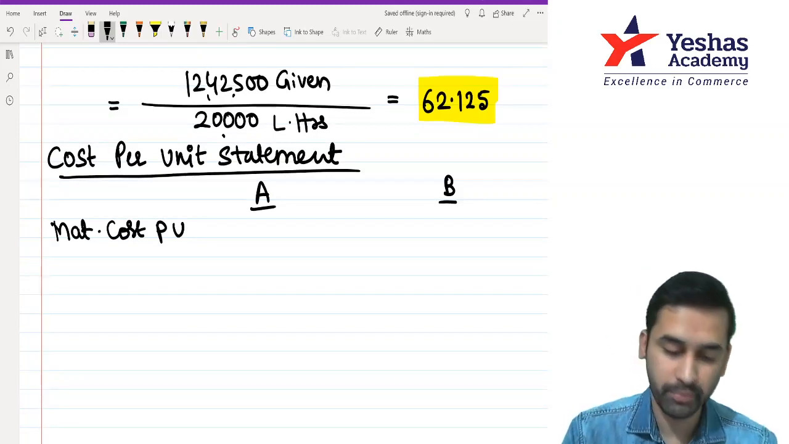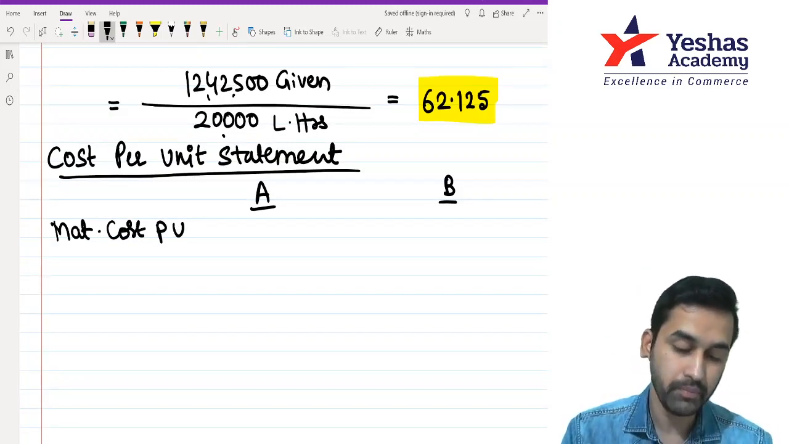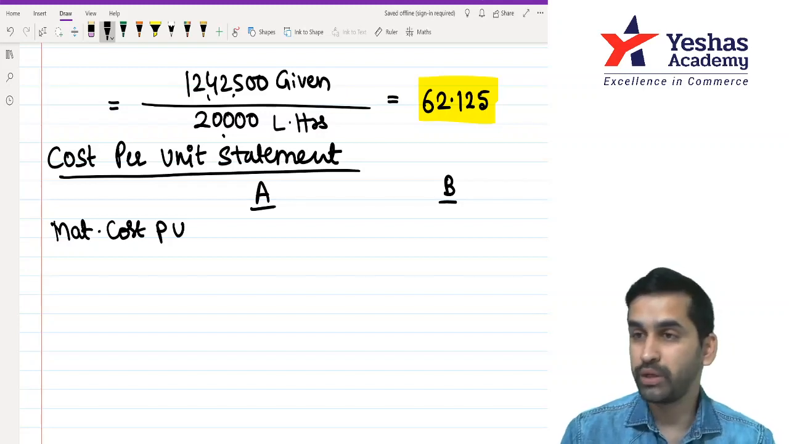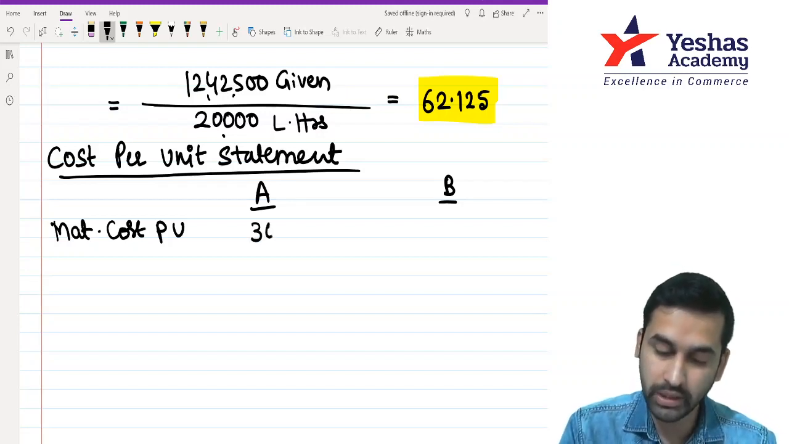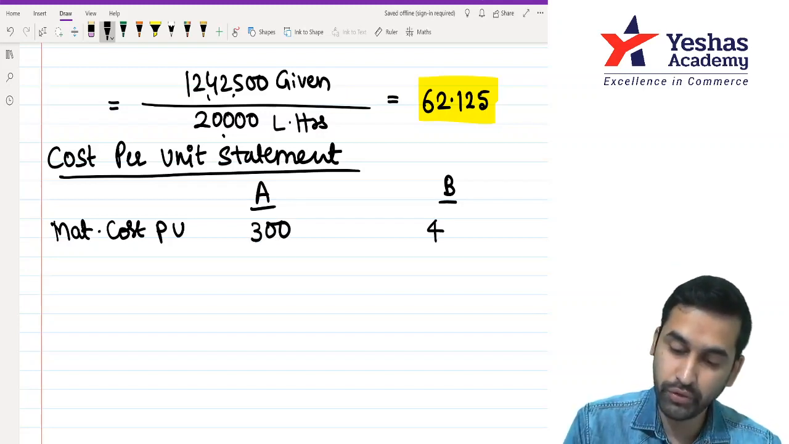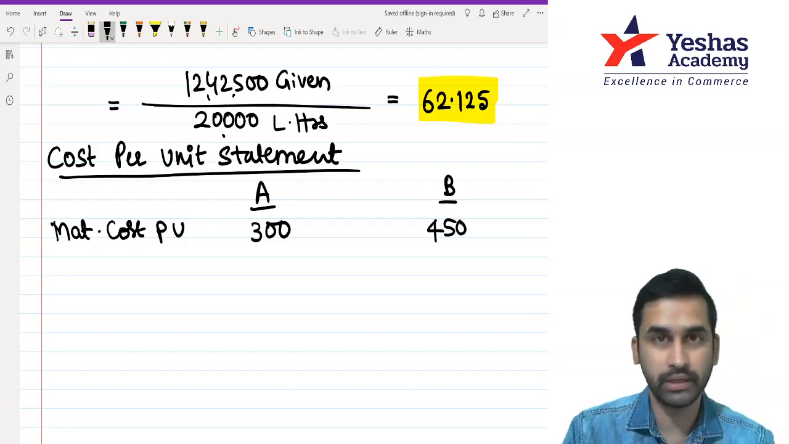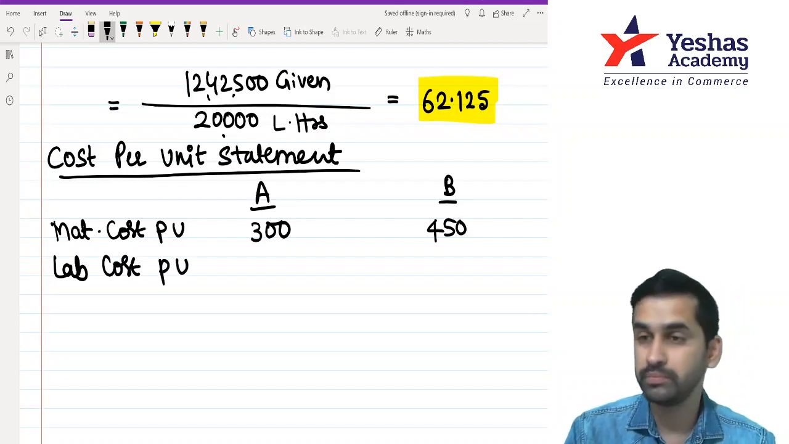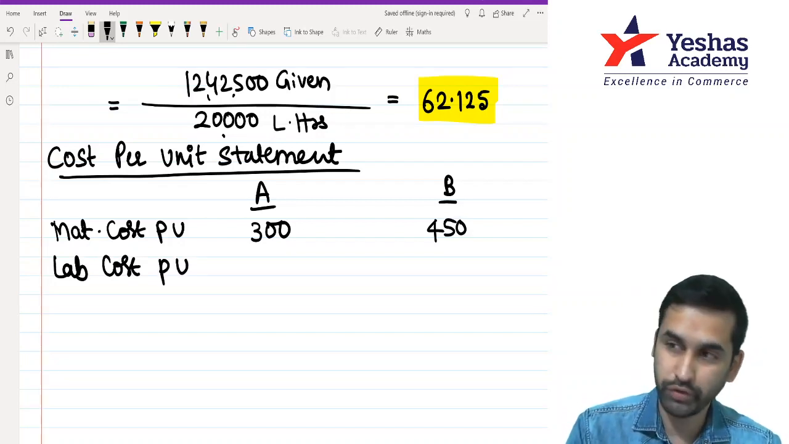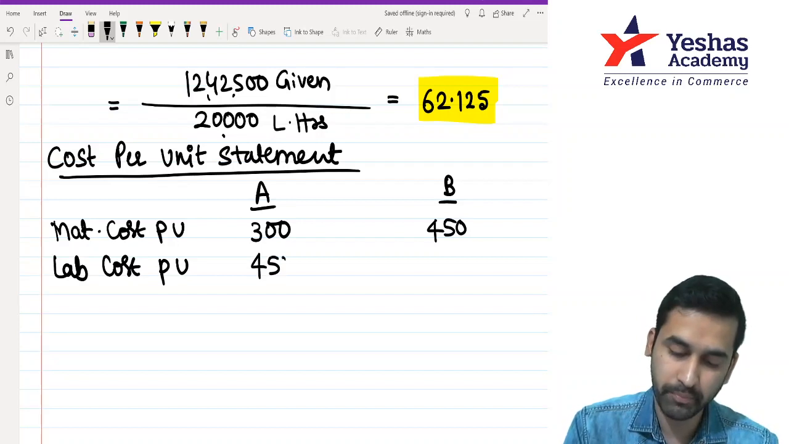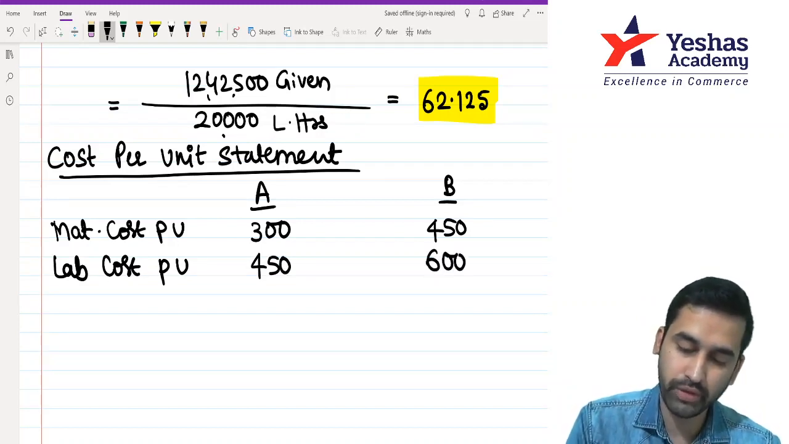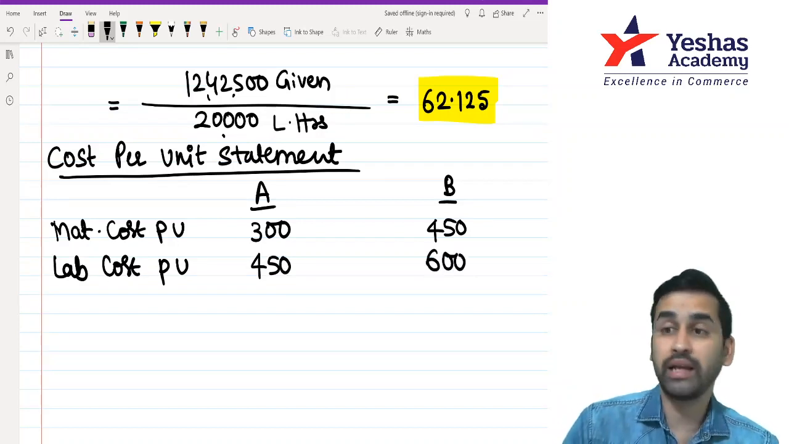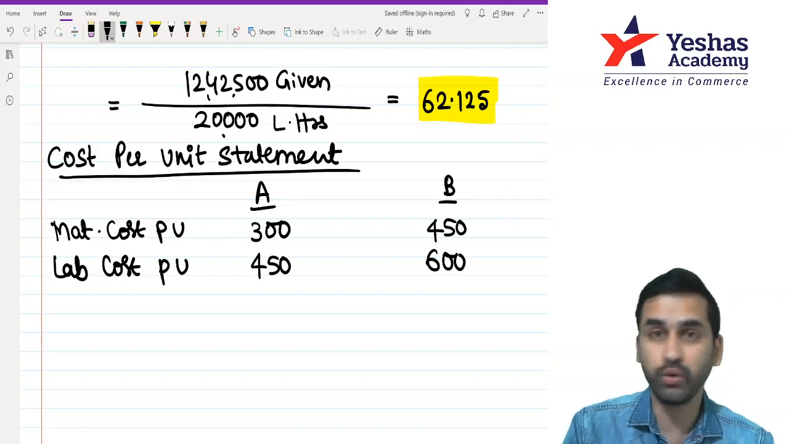Product A, product B. Material cost per unit is given: 300 here, 450 here. Correct? Labor cost per unit is also given: 450, 600. Sir, can I show it as 3 into 150, 4 into 150?